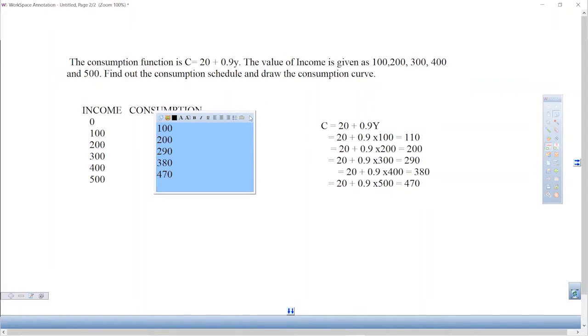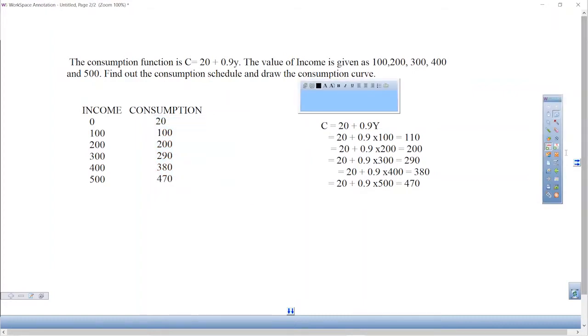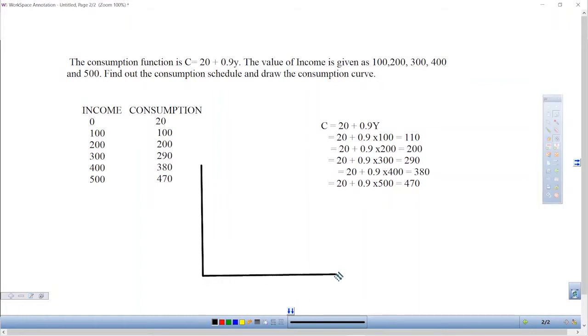So for this table you have to draw the consumption curve. Okay. So now I am going to draw the consumption curve. Draw the x-axis and y-axis and plot the points. You will get the consumption curve. After that we have to label the x-axis and y-axis, and also write what variables we are measuring along the x-axis and y-axis. It being a consumption curve, along the x-axis I will measure income, and along the y-axis I am going to measure consumption.